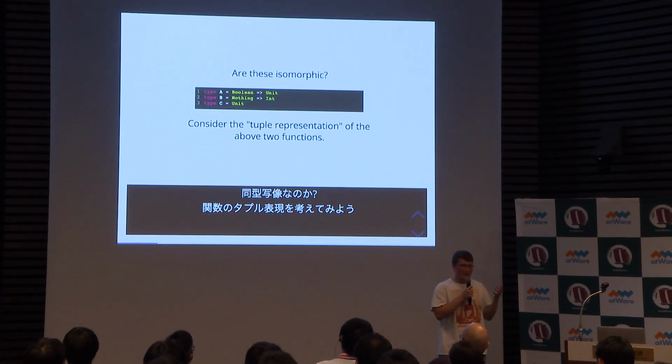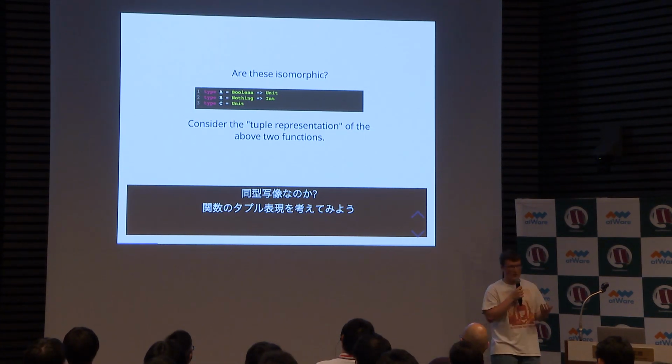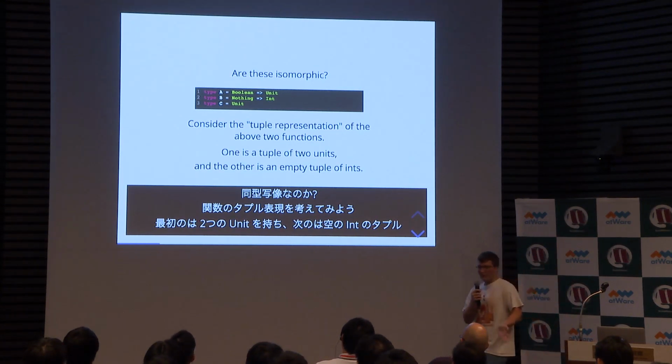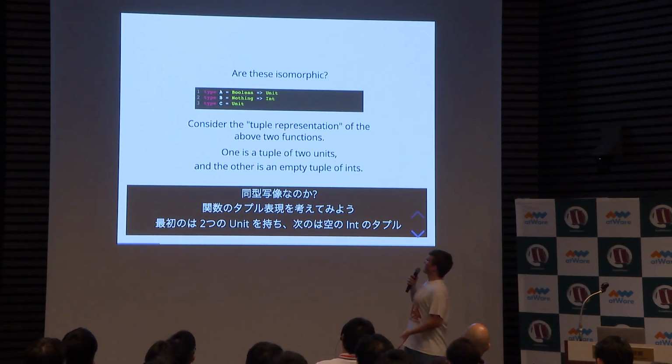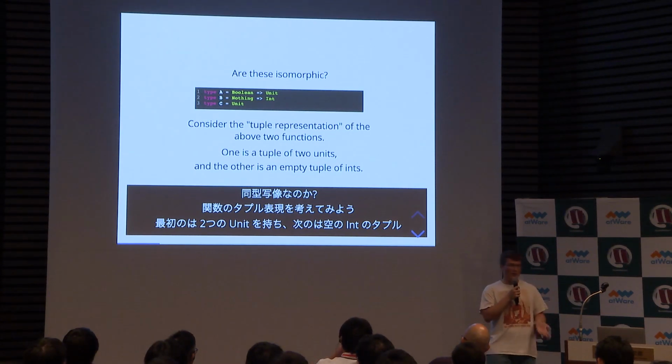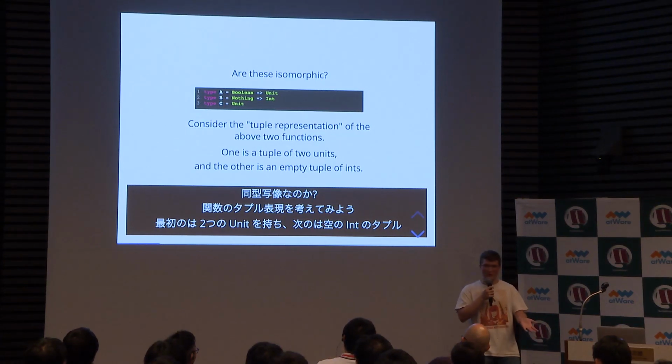Well, now how can we actually show it? What if we use this representation as a tuple? What's going to happen? Well, the first function is going to be a tuple of 2 units, which has only one value. And the second one is going to be a tuple of no elements, each of type int, which again has only one possible value. It's just an empty tuple.